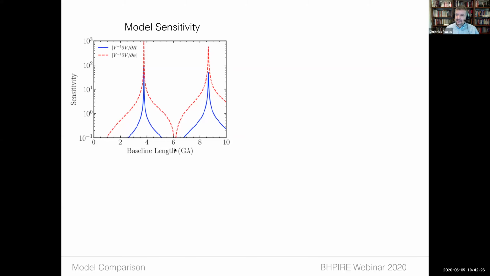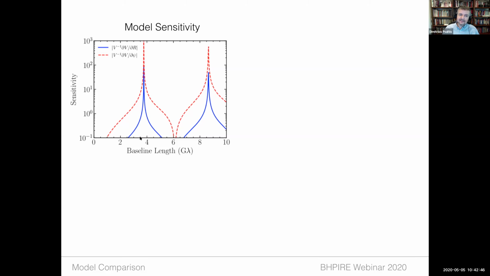What that implies is that if I change the model by 100%, like double the radius of the model, the prediction for that data point at 6 gigalambda will change only by 1%. And therefore, I won't be able to see it given my error bars.